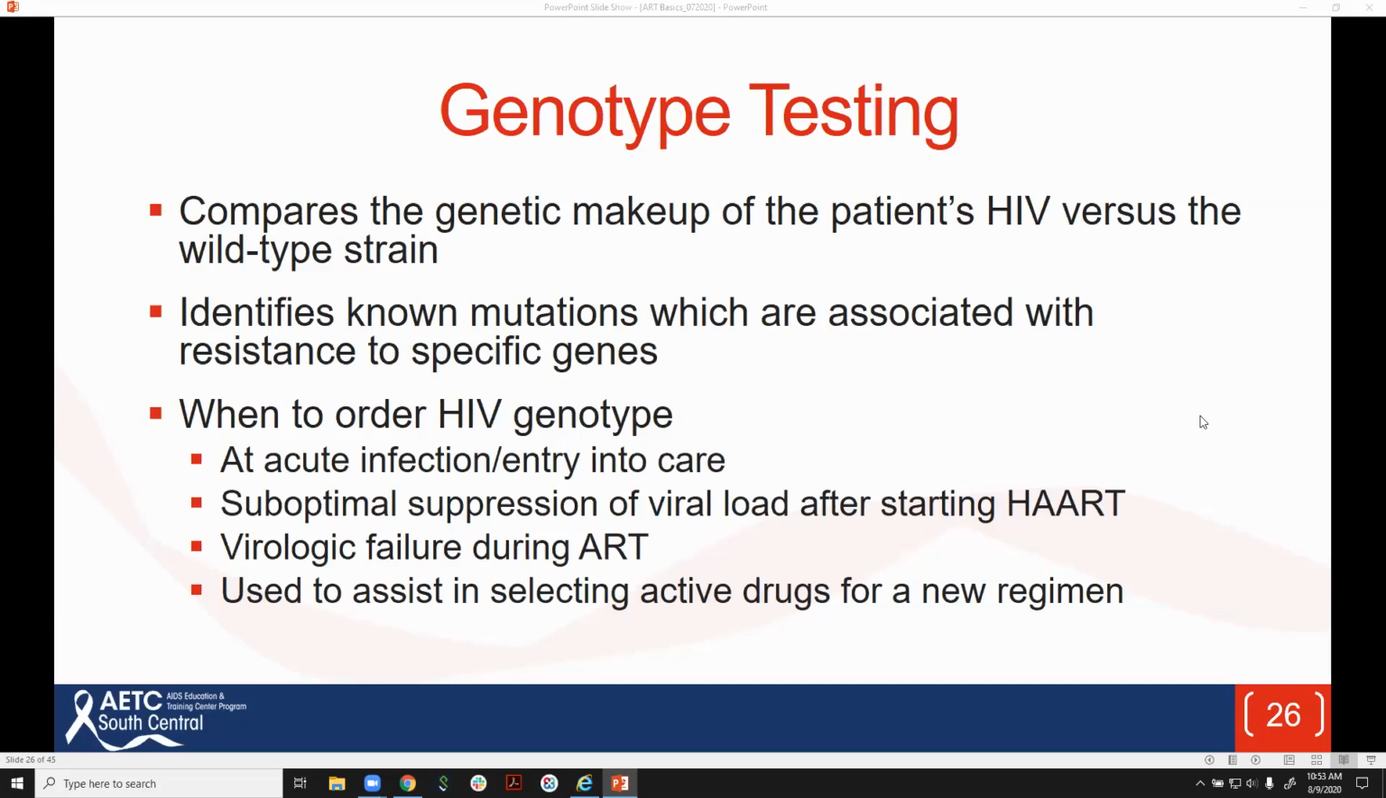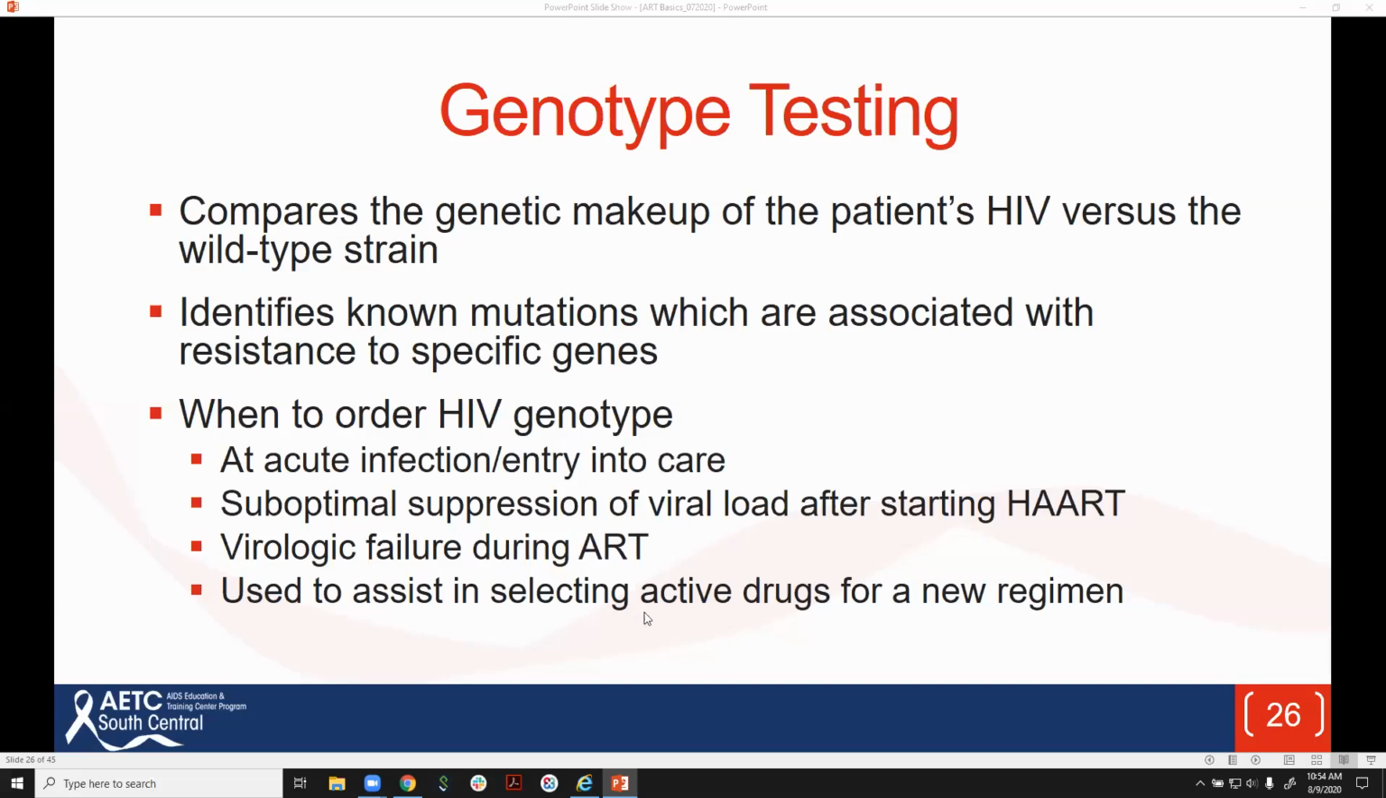So when do we order it? We order it prior to starting antiretroviral therapy. So if we have acute infection and entry into care, that's ideal, because at that point you can determine if someone was infected with a virus that already had resistance mutations. If I start someone on antiretroviral therapy and they do not fully suppress after I've started medications, then I want to check. If they're on medication and they say they're very adherent, and they still have a significant viral load, then I'm concerned, and I would check it at that time as well.